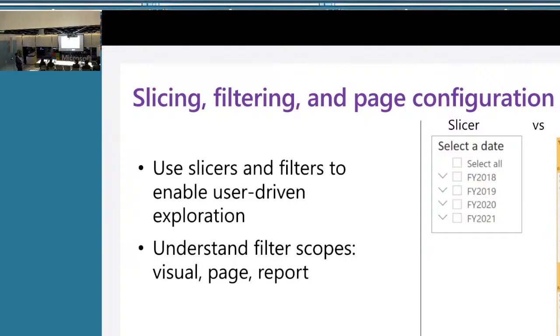Okay, there's one slide that's missed. So there's also slicing, filtering, and page configuration. Remember we mentioned last time, there are 3 levels of filters in Power BI. If you open up the filter pane, you'll see them. There's the report level, which essentially means this filter is going to apply across all the pages in your report. There's the page level, which is just the page. And then there's the visual level, so each visual can have its own filter.